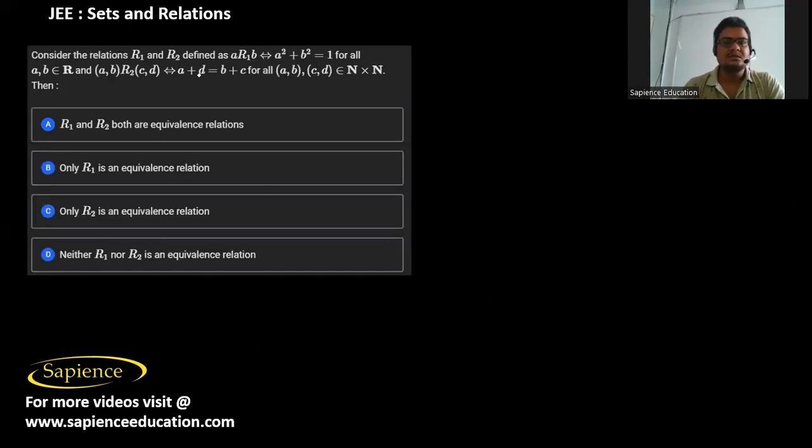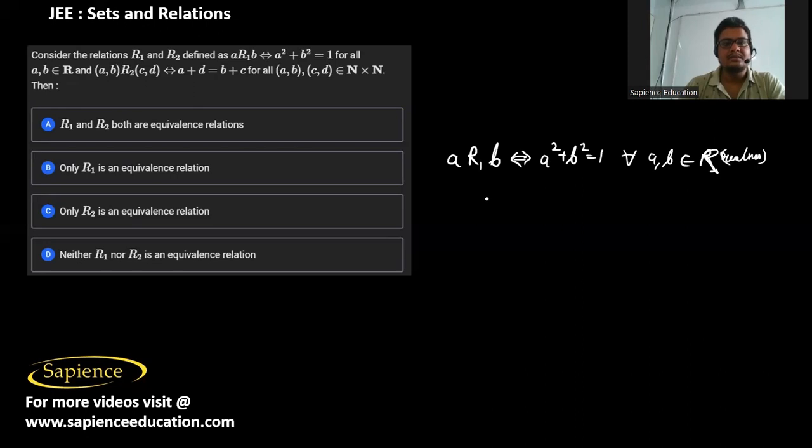Then here it is told, consider the relations R1 and R2 defined as: a is related to b under the relation R1 if and only if a square plus b square equals 1, for all (a, b) belongs to R. So this R is the set of all real numbers.